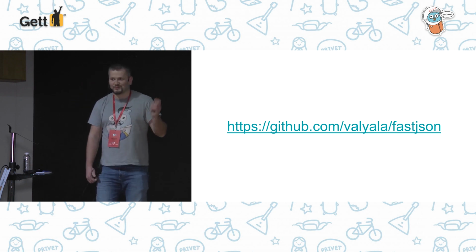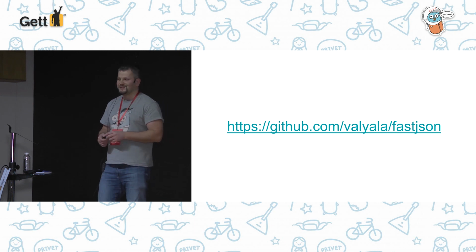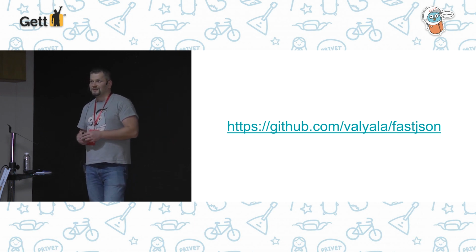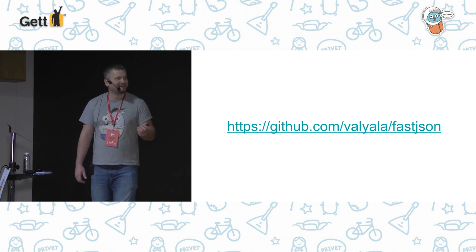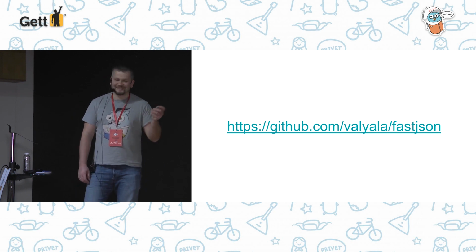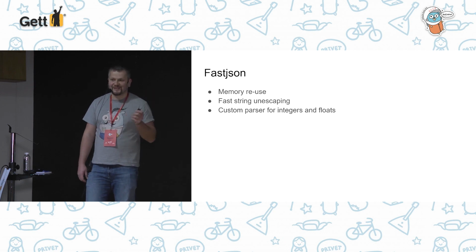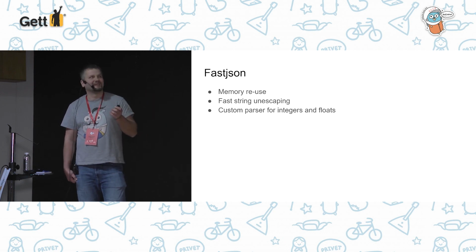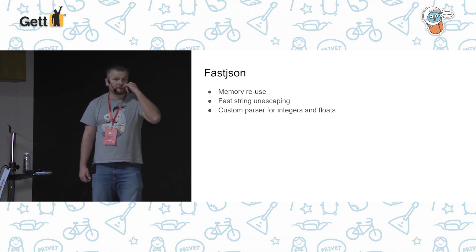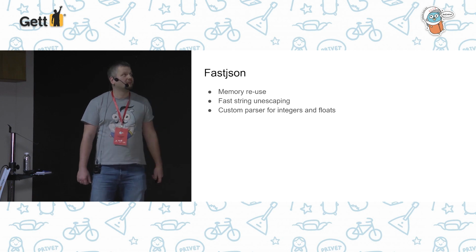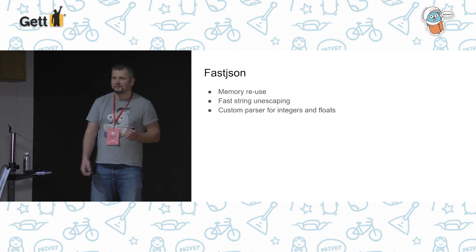So we're done with HTTP, and now a couple of examples about the fastJSON library. The fastJSON library comes to replace the standard JSON library, and it runs faster, but not always better. Let me tell you why. There are three drawbacks here, three sins: memory reuse, fast string unescaping, and a custom parser for integers and floats.